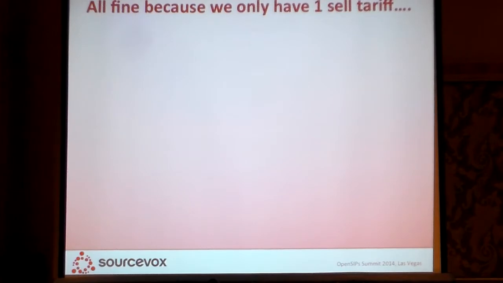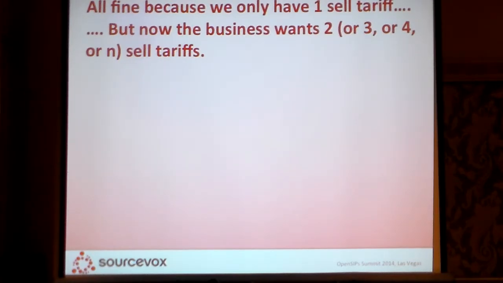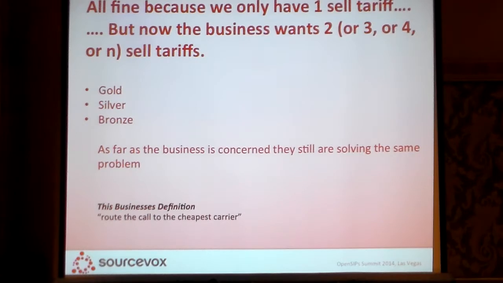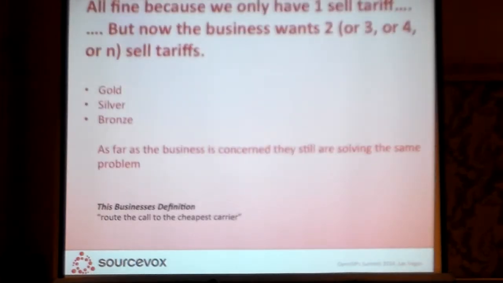And it's all fine, because this company has only got 1 sell tariff. They're only selling the calls to their customers at 1 price. So we really need to be concerned about not losing money versus 1 price. Well, now the business has decided that it wants to have more sell tariffs. It wants to offer their customers more price points to enter into their network. They decided they want to have gold, silver and bronze. And as far as the business is concerned, they're still solving the same problem, which is the calls to the cheapest carrier. But now we have several sell prices to look at to make sure we don't lose money against when we're routing these calls.